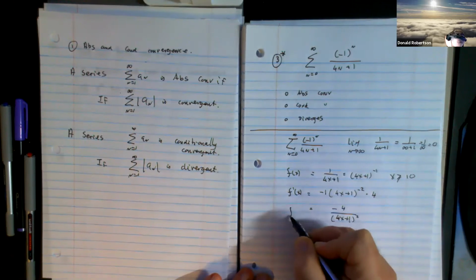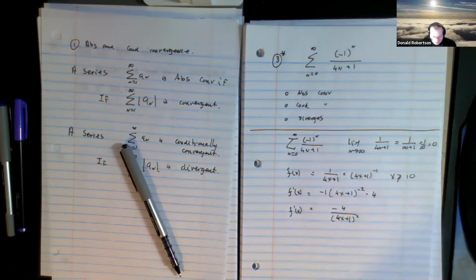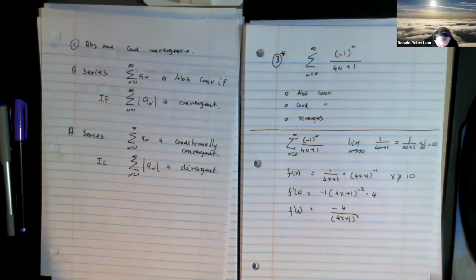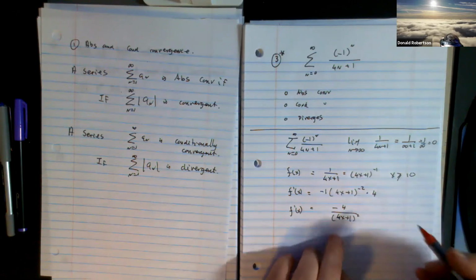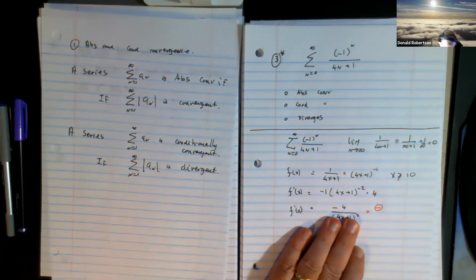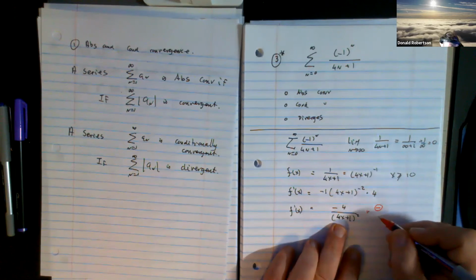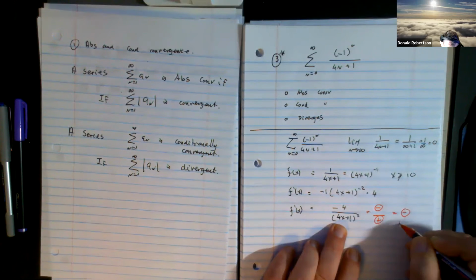Style points. Which, by the way, is why some of you missed some points in your homework, in your test. You didn't prove the decreasing part. So, would you agree the top is negative all the time? Would you agree that (4x plus 1) squared is positive all the time? So the answer is negative, and that makes it decreasing.